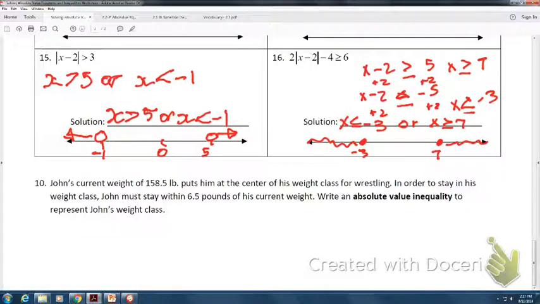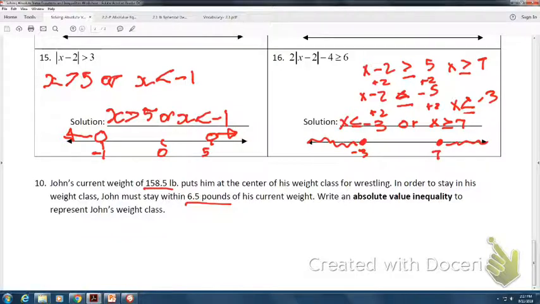John's current weight. Guys, John's current weight of 158.5 puts him at the center of his weight class for wrestling. In order to stay in his weight class, John must stay within 6.5 pounds of his current weight. Write an absolute value inequality to represent John's weight class.